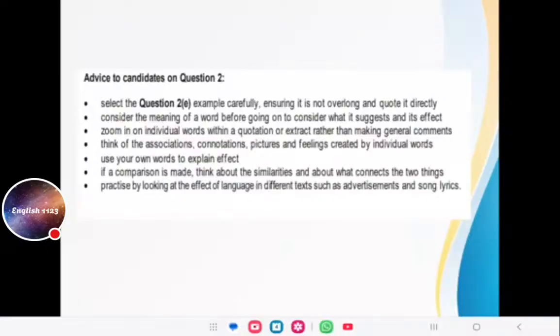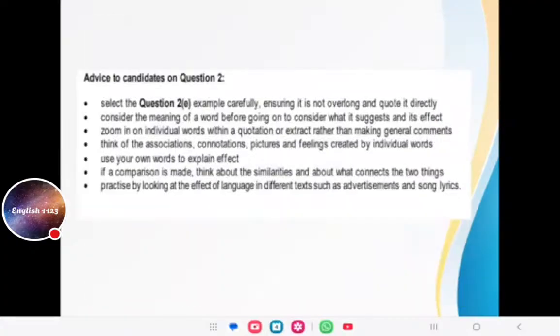They are about select example carefully, ensuring it is not over long, and quote it directly. Consider the meaning of a word before going on to consider what it suggests, its effect, zoom in. So we have discussed all these things. You can pause the video here, you can read them again. So for me, there are 2-3 points.